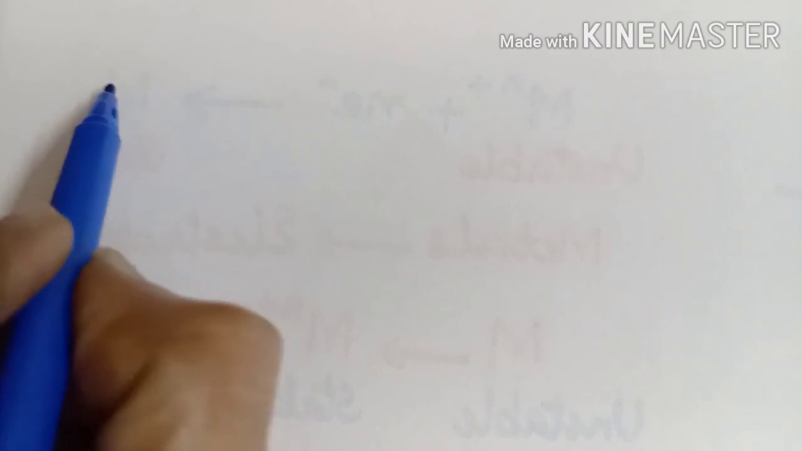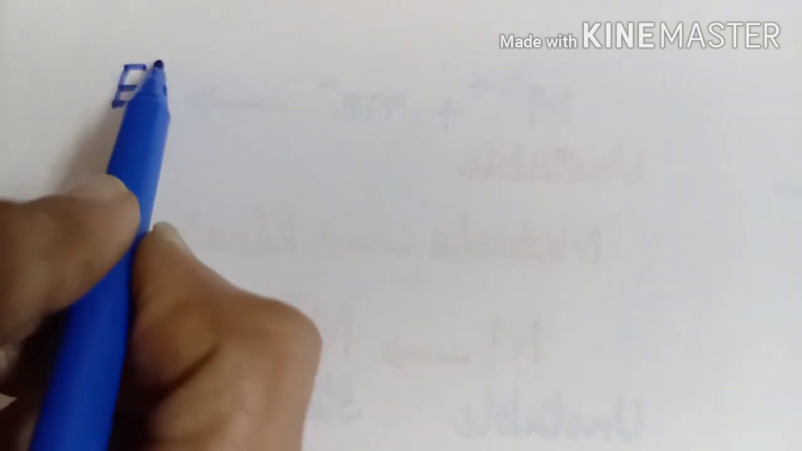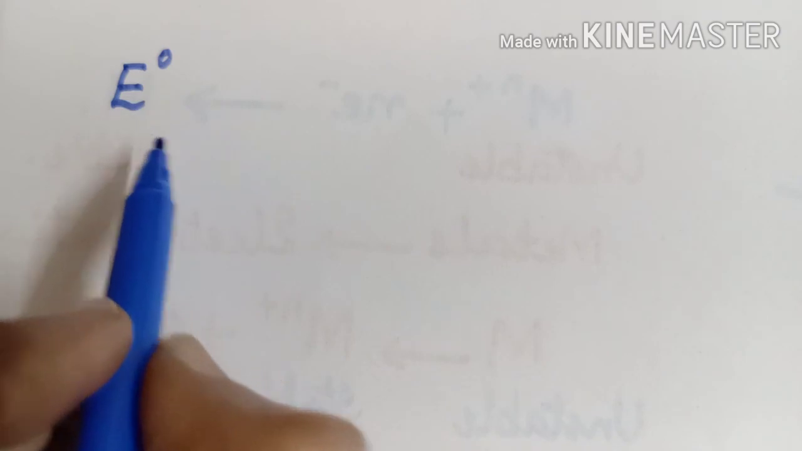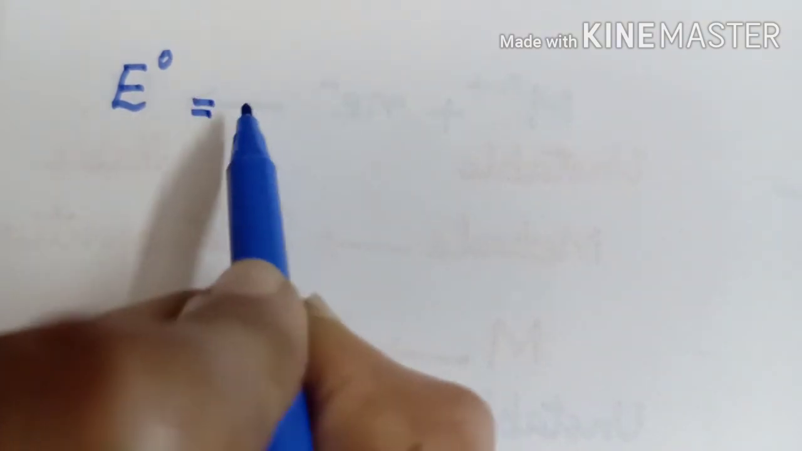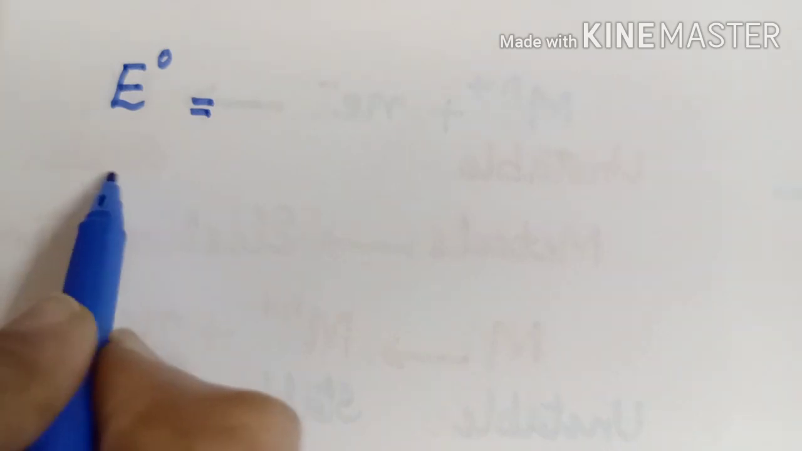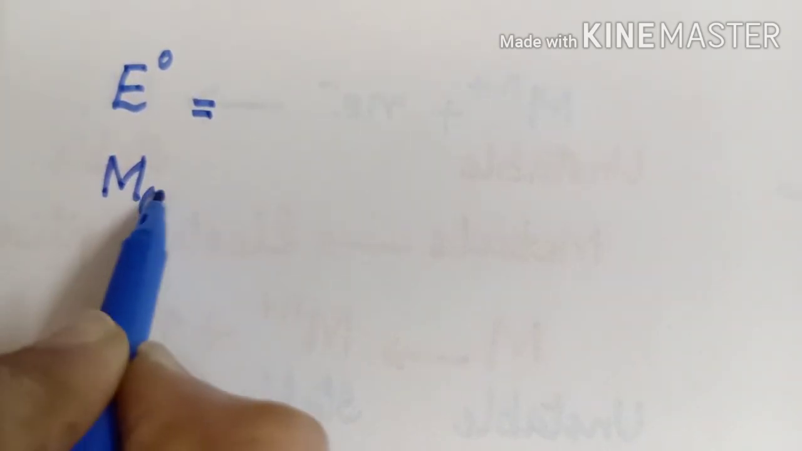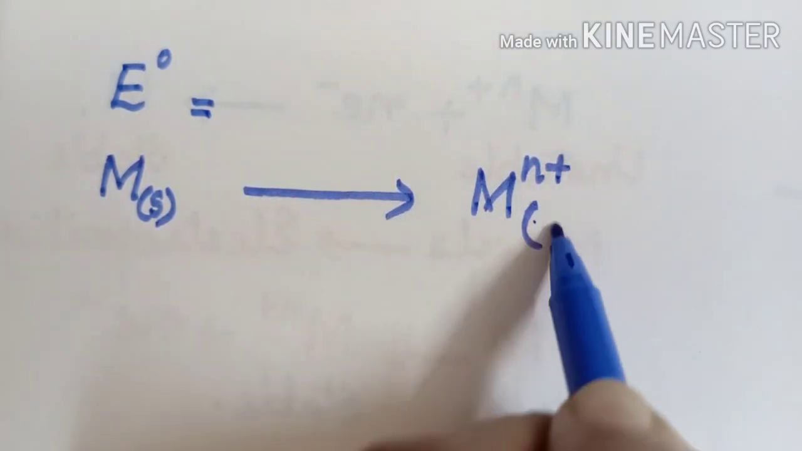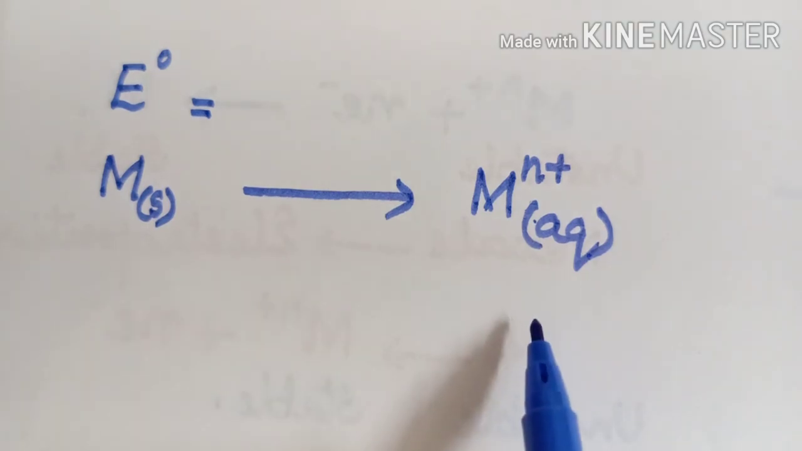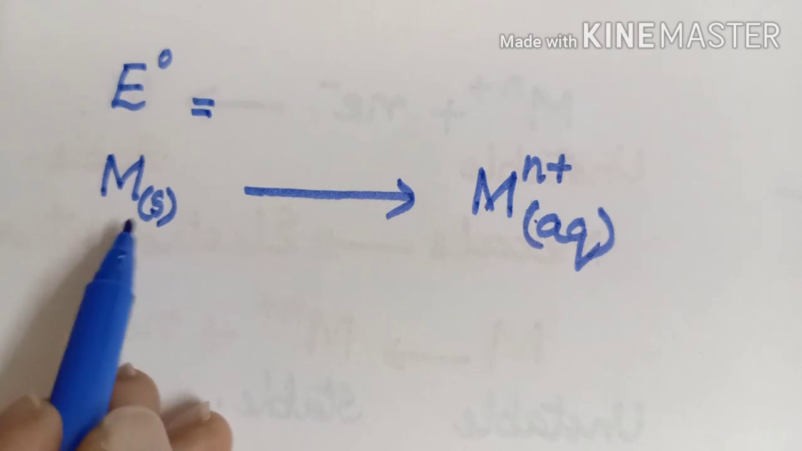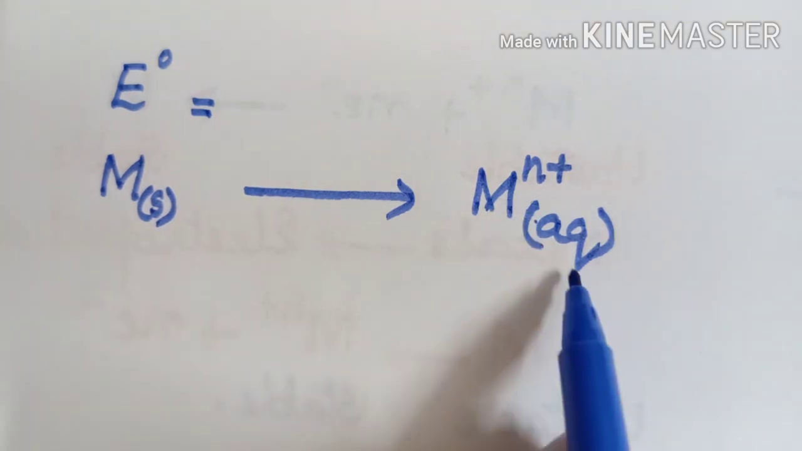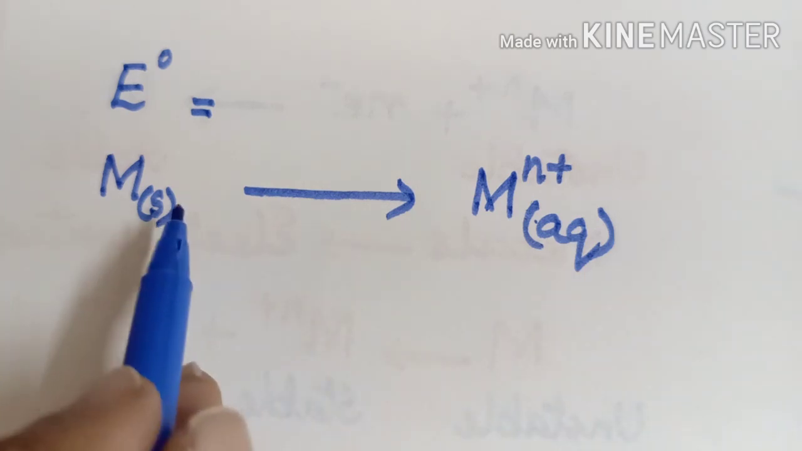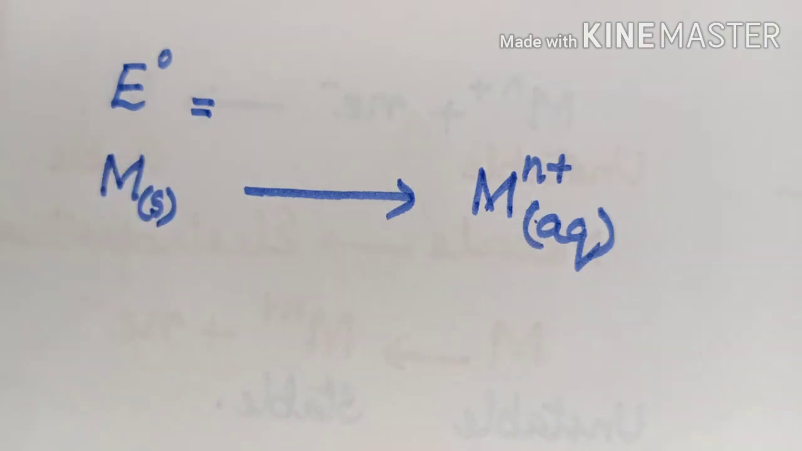What is meant by reduction potential? Reduction potential is denoted by the letter capital E naught. So reduction potential is the sum total of all the changes involved in converting the metal from the solid state to the metal ion in the aqueous state. So what all changes are involved? What all energy changes are involved in converting the metal from the solid state into the metal ion in the aqueous state? The sum together is considered as the reduction potential.